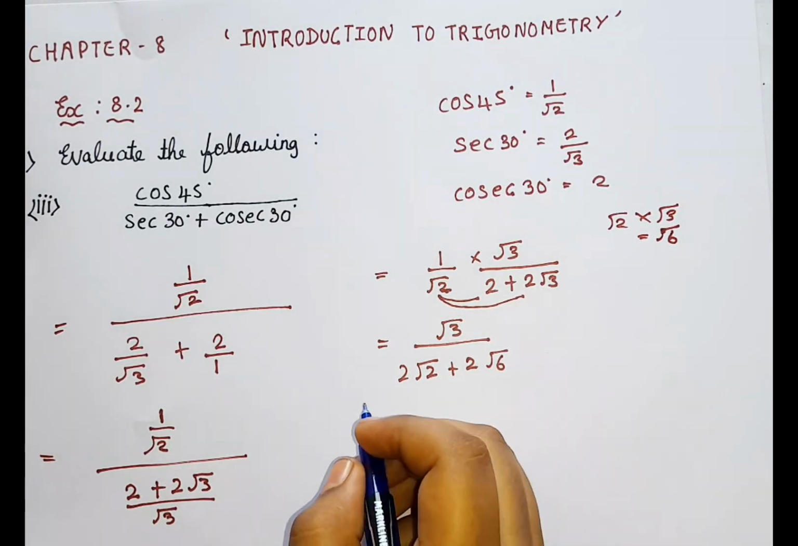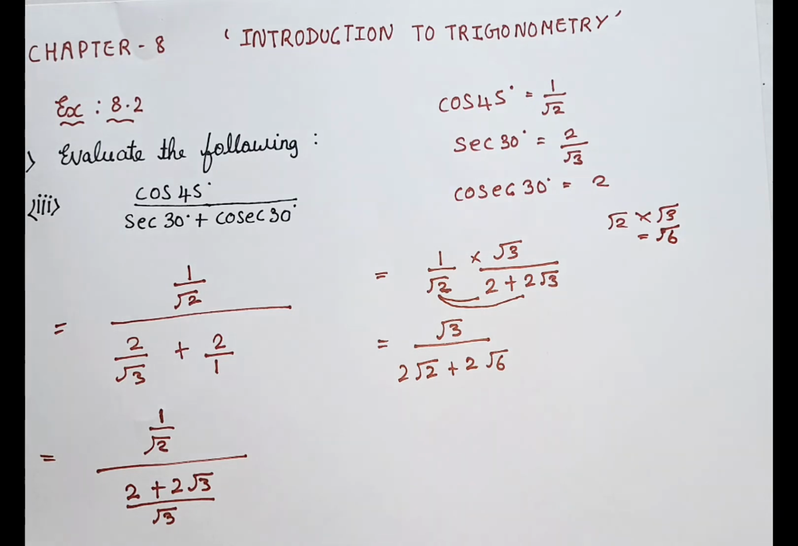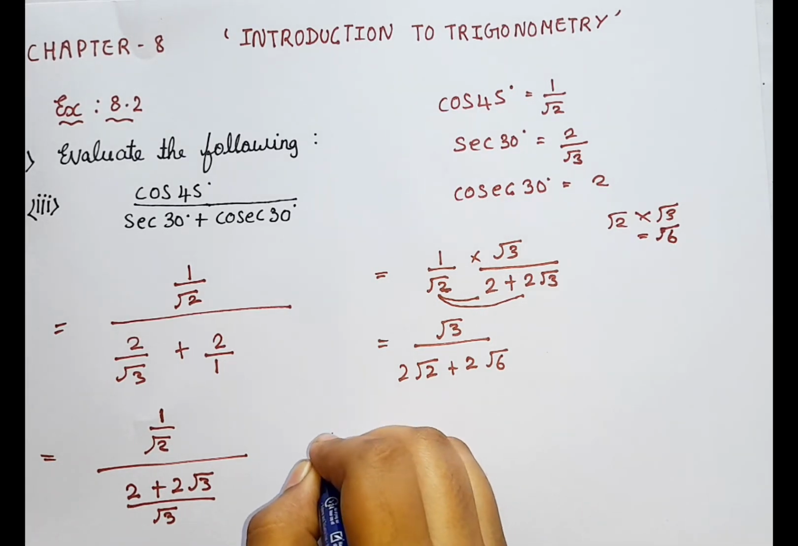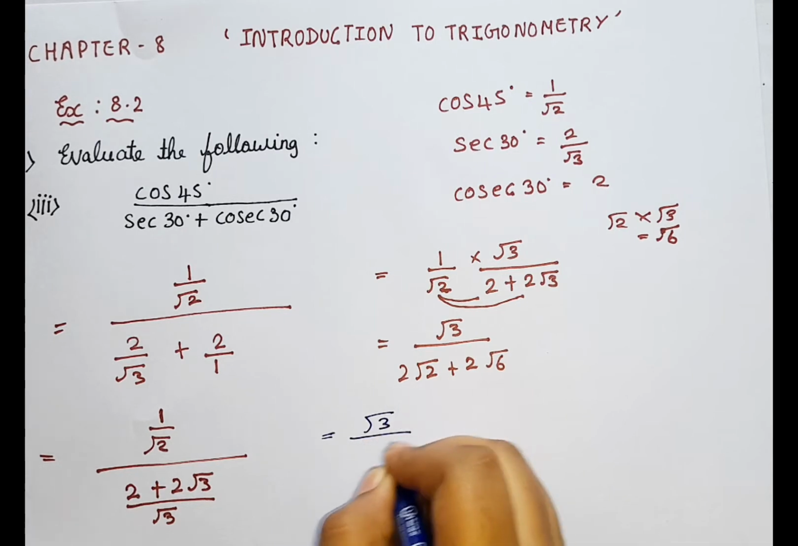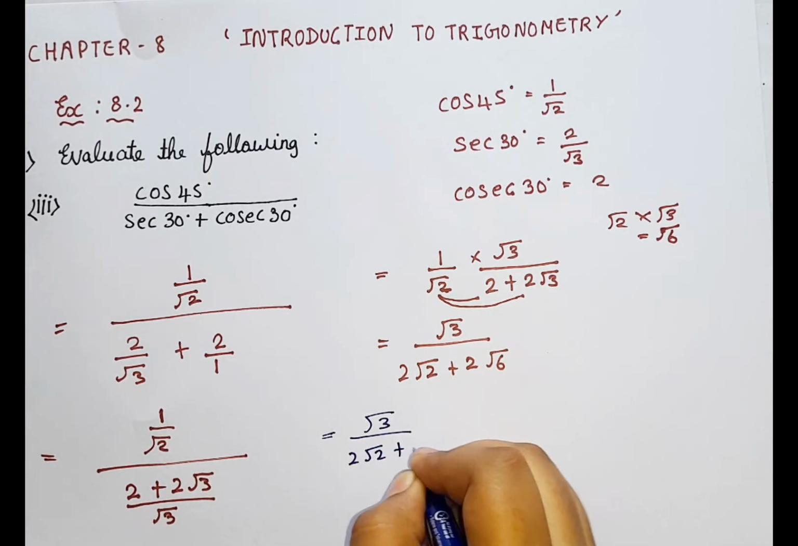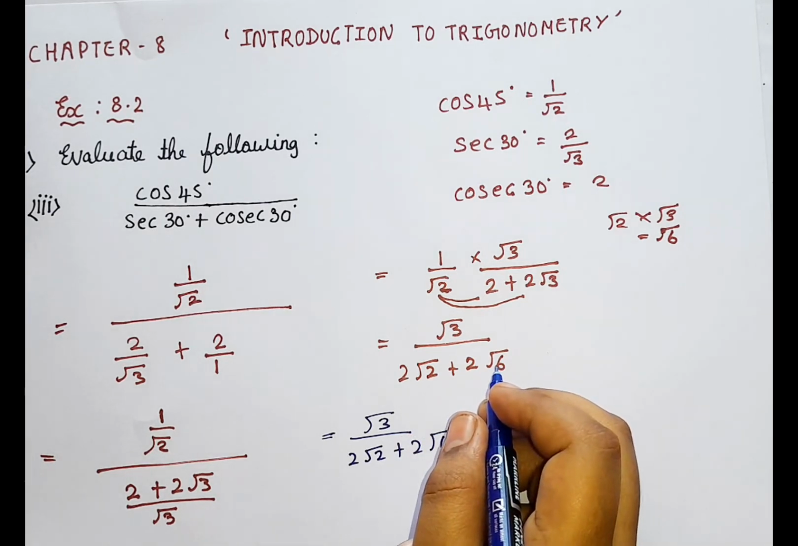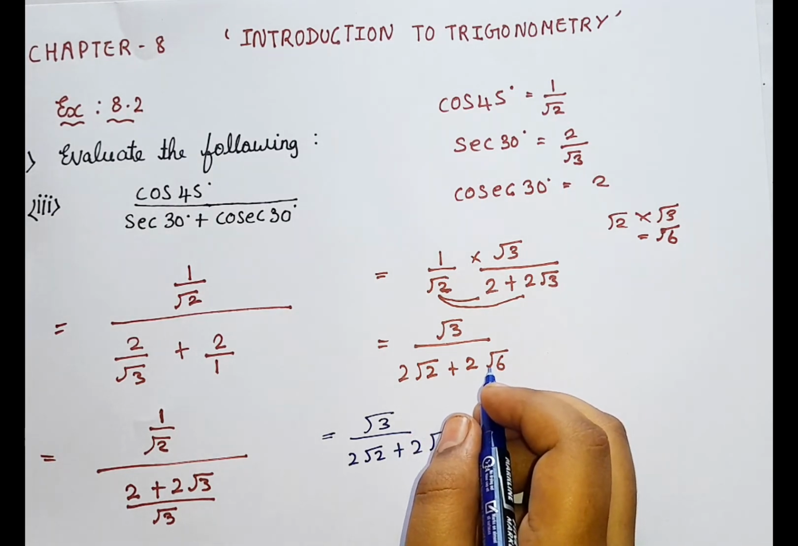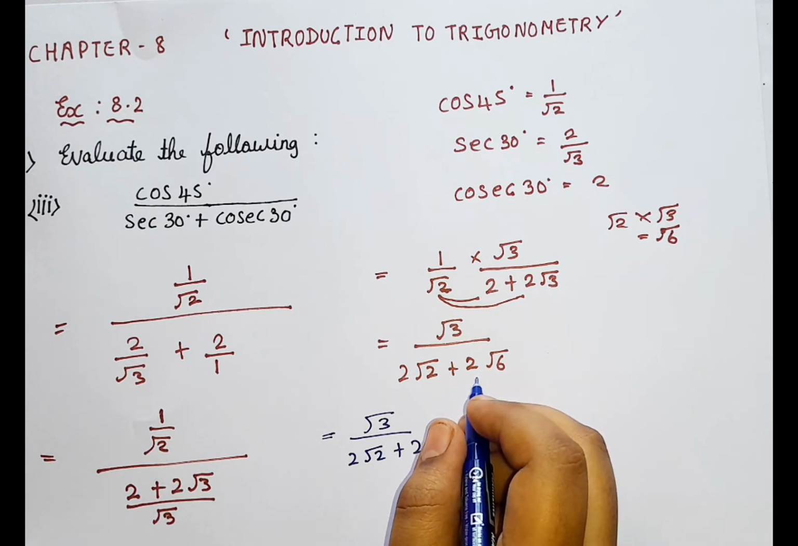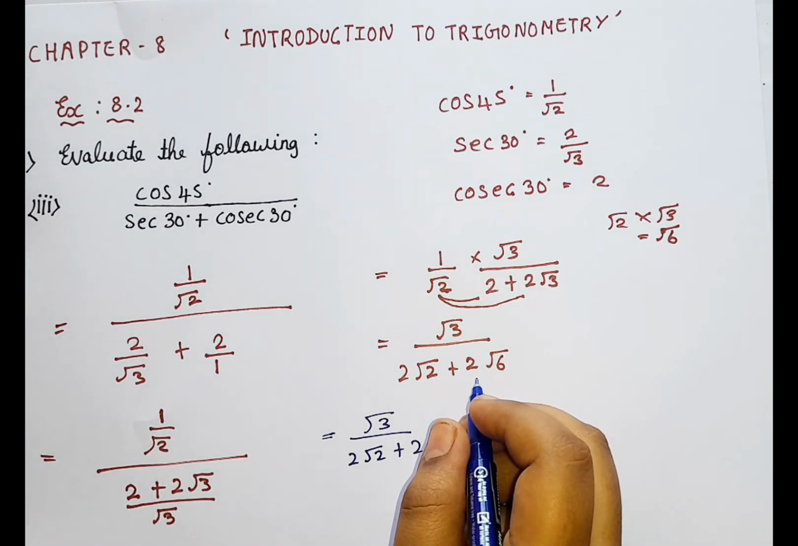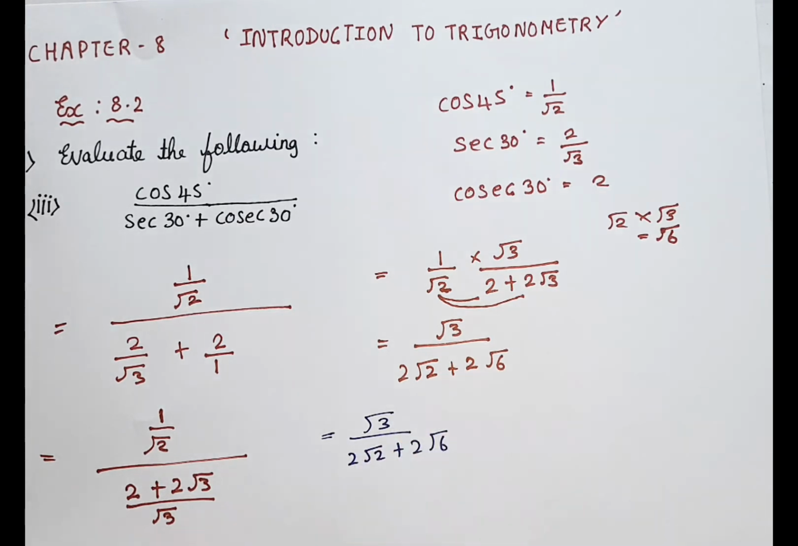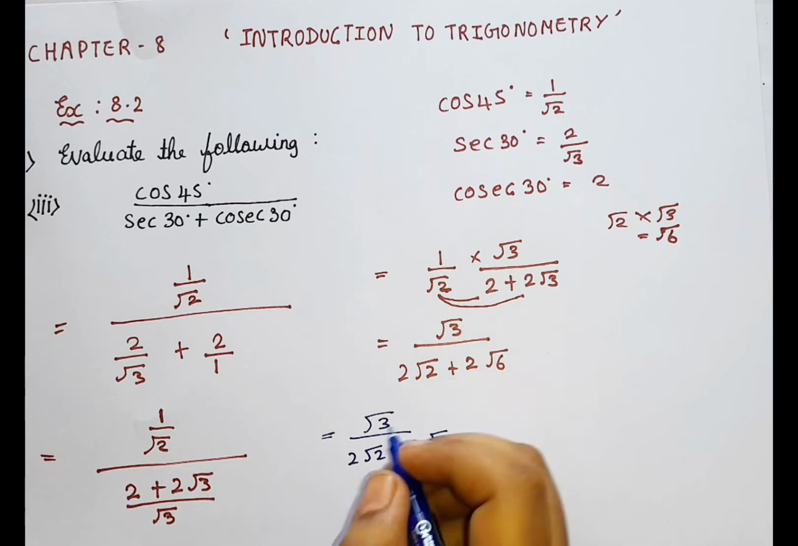Now what are we supposed to do? We can't solve it further. Since you guys know, we can't have a root in the denominator, because that is the rule. So since we have something like this, I am going to do rationalization.